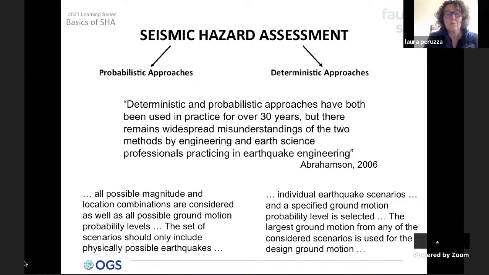Using a specified ground motion probability level, the largest ground motion is usually considered for the design ground motion. And on the probabilistic side, we have all the possible magnitude and location combinations, as well as all the possible ground motion probability levels. So we have to include in the set of scenarios only physically possible earthquakes. So the division between probabilistic and deterministic approaches can be somehow reconsidered.